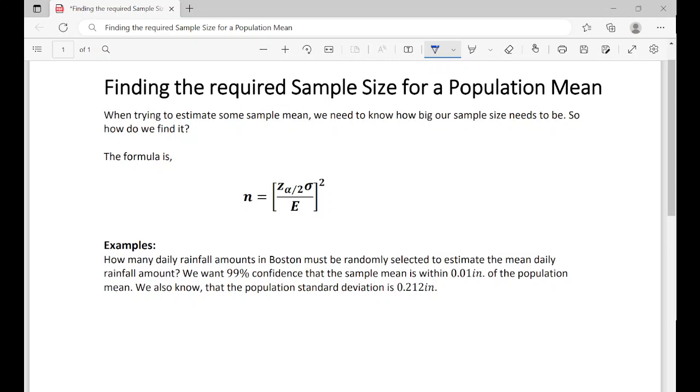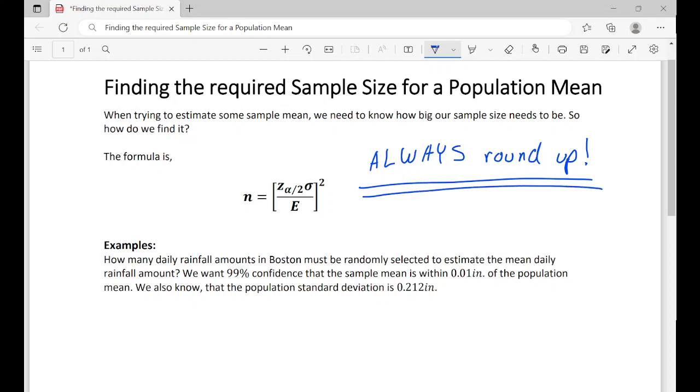Do not forget, always round your answer up. Always round up if your answer is not a whole number. If it's a whole number, leave it there, but if it's a decimal, you always round up.